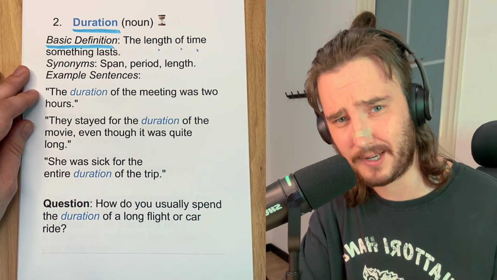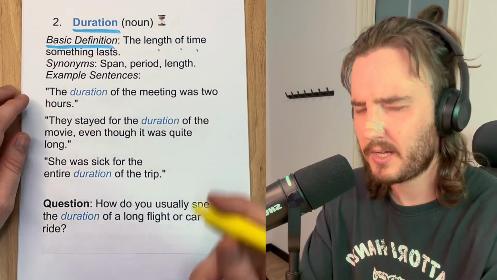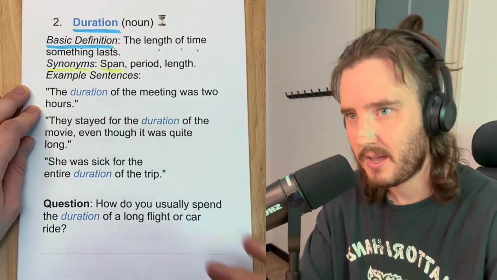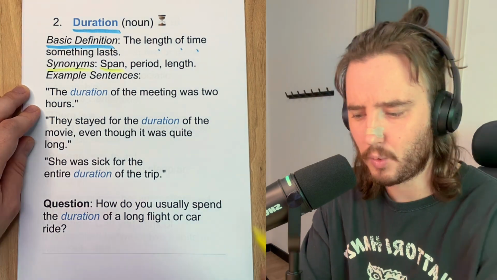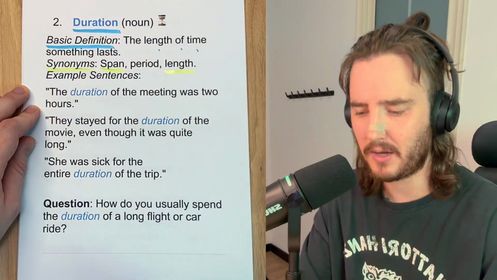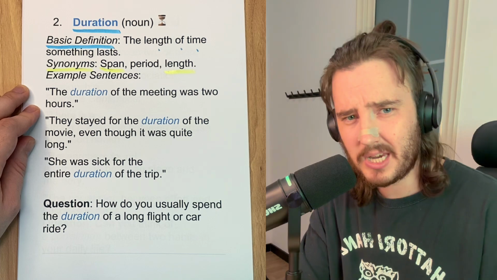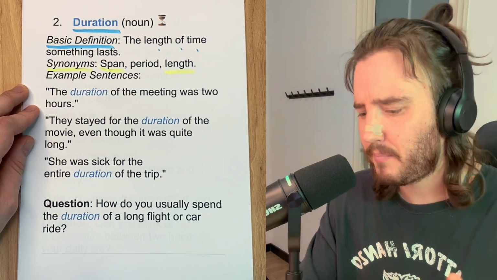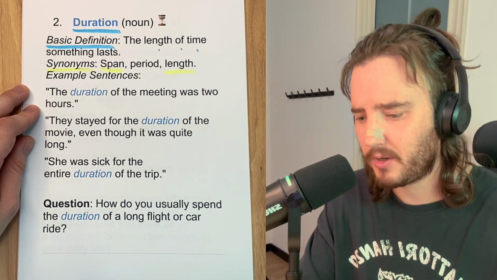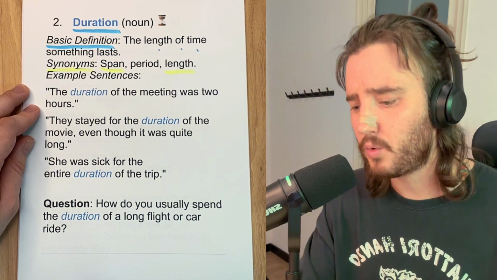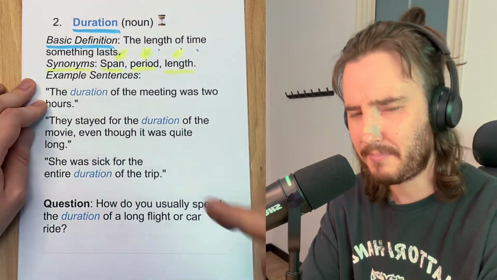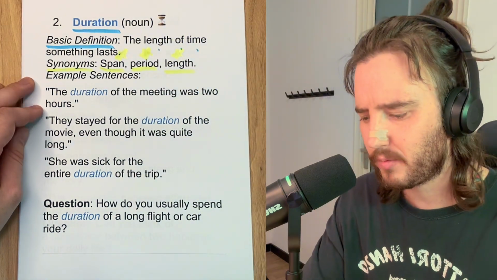That's the duration. Maybe some synonyms, some similar words to duration could be span, the span of something, or we could say the length of something, or the period of time for which it goes on, the period of time for which something continues. So these 3 words could all be potential synonyms to duration.